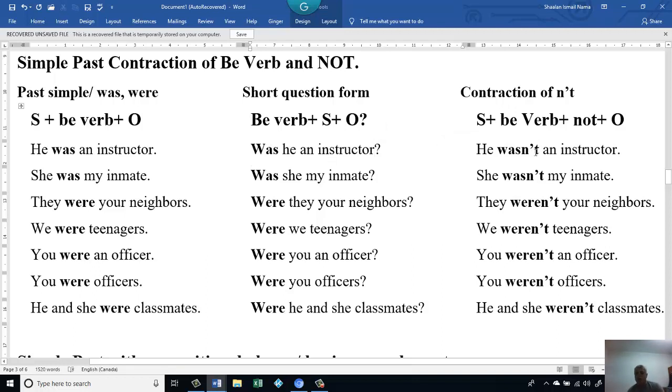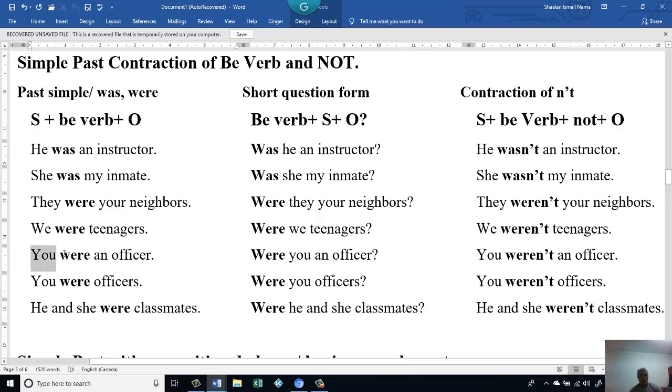With was, we have only one kind. We're going to say he wasn't an instructor. It means only this kind could make a contraction with the not. Same thing here: she was my inmate. Was she my inmate? Then you say, she wasn't my inmate. Same thing if you look here.